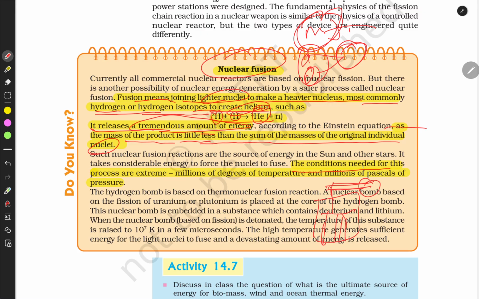The condition needed for the process is extreme: millions of degrees of temperature and millions of pascals of pressure. So this reaction happens in a very extreme condition. One, it needs a million degrees Celsius. Also, it needs a million pascals of pressure. So this is very high pressure, and high energy is required to fuse two lighter atoms to form a heavier one.